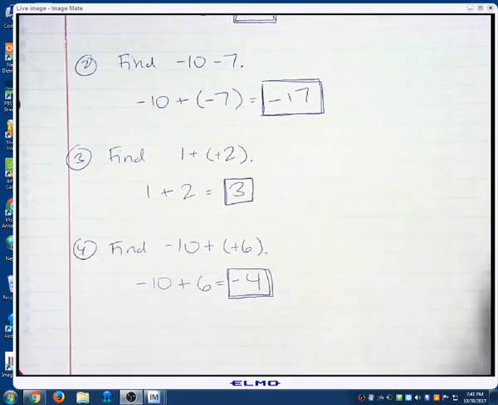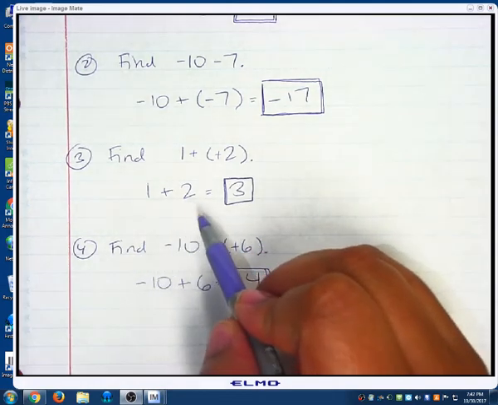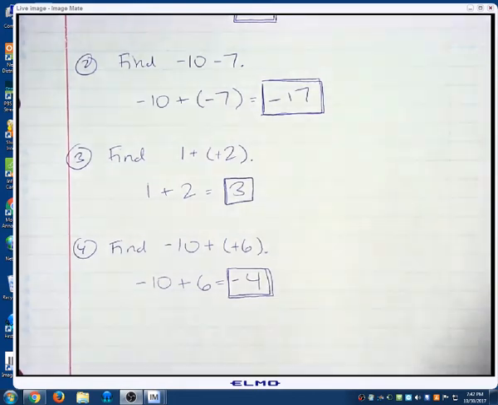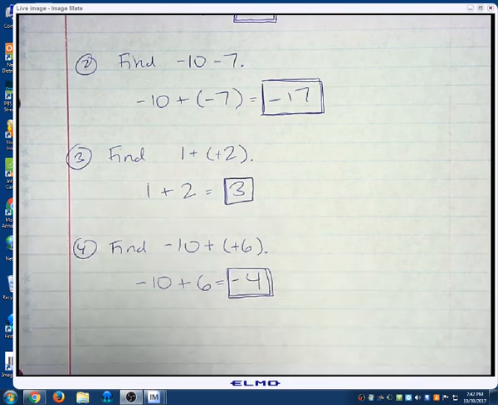Again, same thing. Keep the first number, change it to addition, change the sign of the second number, and then now you have an addition problem. And you have to remember the adding integers rules. I know there's a lot of rules to remember, but if you are adding two negatives, then your answer is just a bigger negative. If you're adding a negative and a positive, you subtract and take the sign of the bigger number. You can go ahead and try it, and good luck.